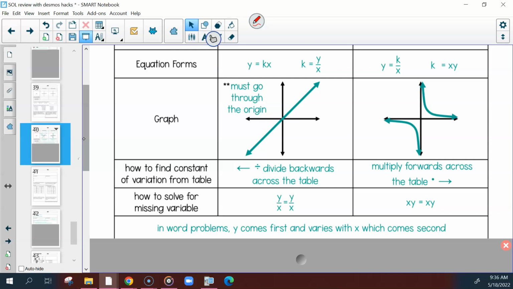And then for inverse, your equation forms are y equals k over x, or k equals x times y. The graph is the two curves. To find the constant, you multiply x and y together for each set of numbers. And then same thing to find the missing variable: multiply x and y to find your k, and use that to find your missing variable.